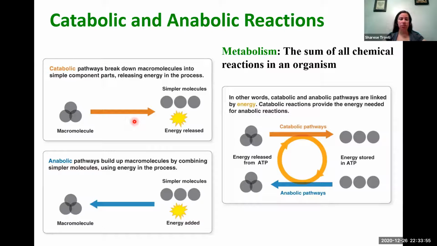Catabolic pathways would be like breaking glucose down into carbon dioxide and energy, whereas an example of anabolic pathways would be taking amino acids and putting them together to make a protein, and that process is going to require energy.